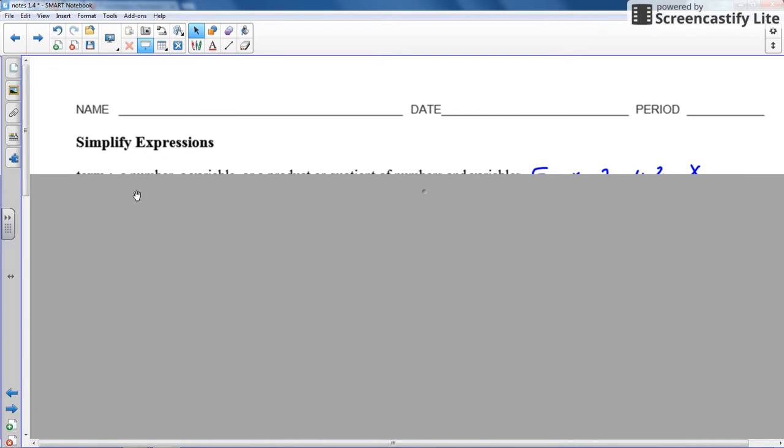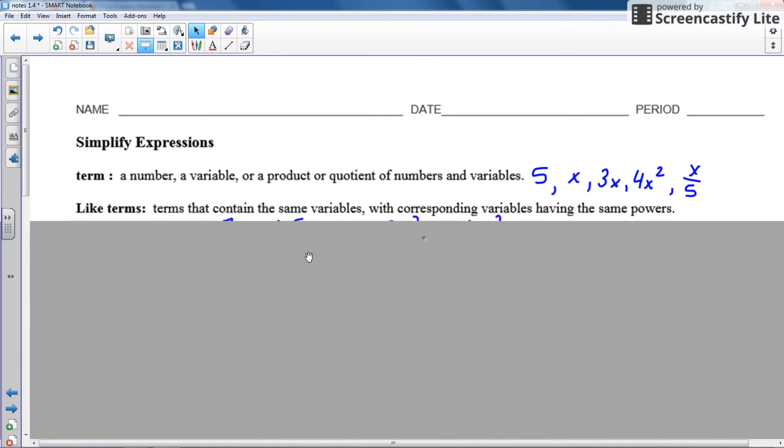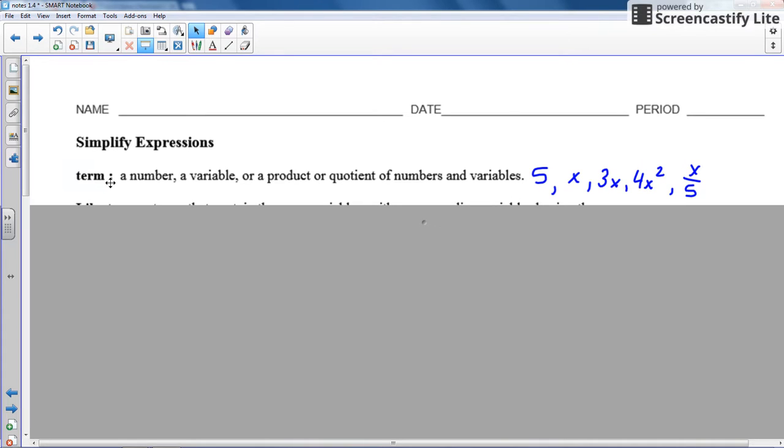On the back side of our paper here, we've got some vocabulary, such as term. This is a number, a variable, or a product or quotient of numbers and variables. And here's examples. Here's a plain old number called a constant term. Here's a plain old variable. Here's a product of a number and a variable. Here's another product. Here's an example of a quotient. So a lot of things are called terms.